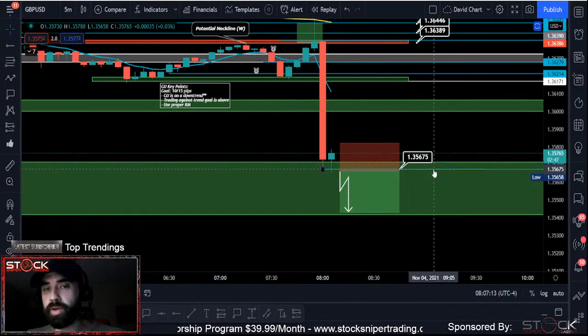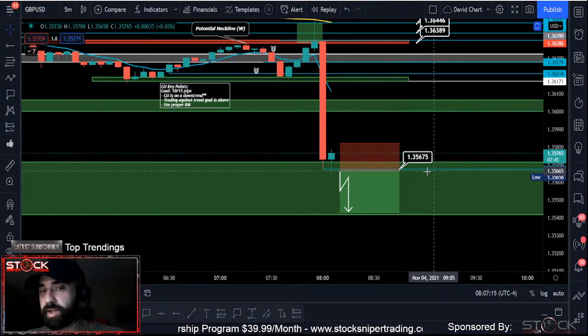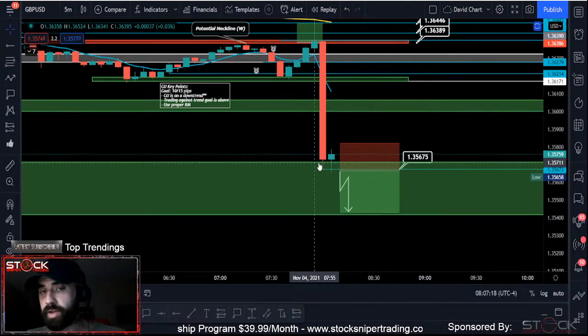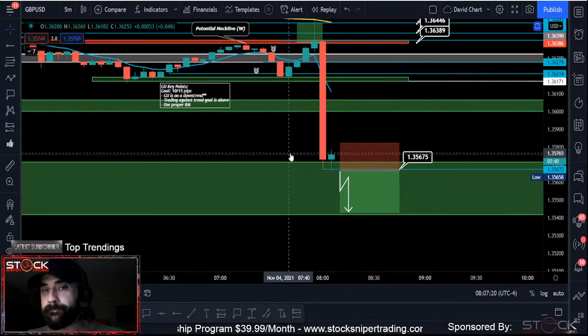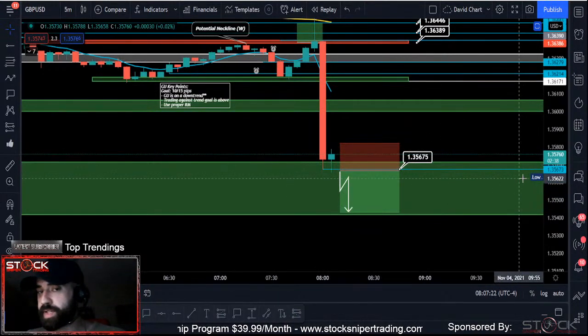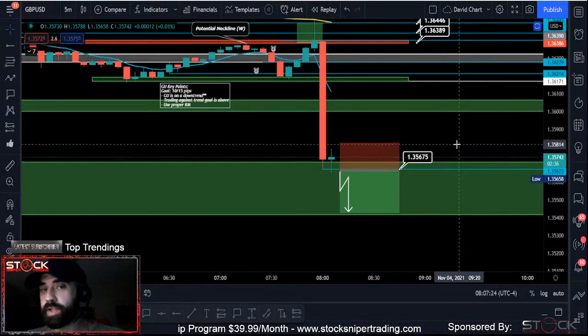Okay, it's holding support here now. You can see that. So we're not continuing. This is good. There's still 2 minutes left here, so let's see what's going to happen. All right, let's switch over to gold.